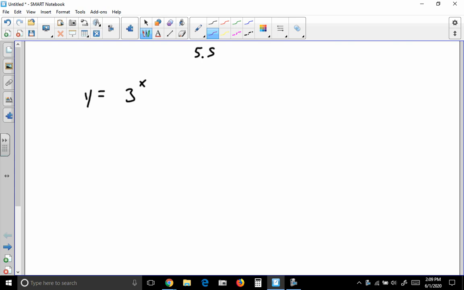Look at some examples out of section 5.5. So let's start out by reminding ourselves that if we need to take the derivative with respect to x of a to the u, that's very similar to the derivative of e to the u, which is your base to the power times the derivative of your exponent.